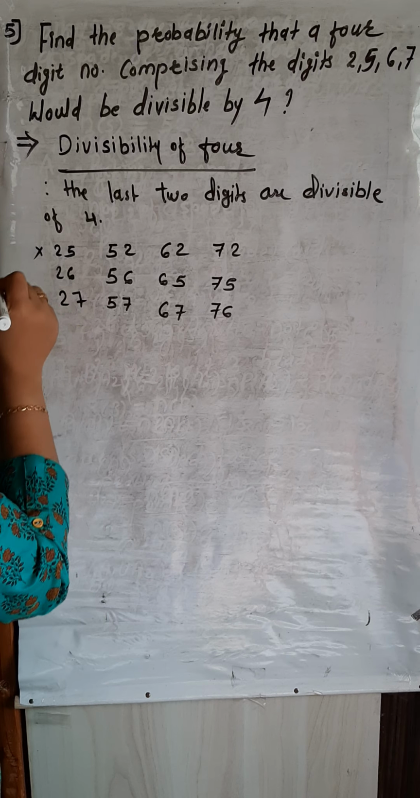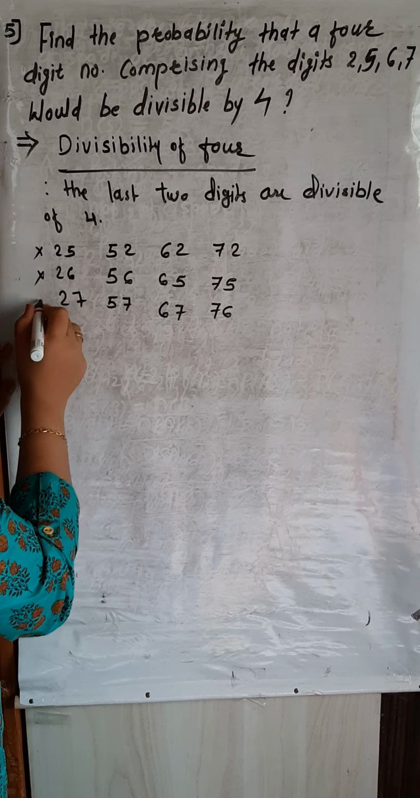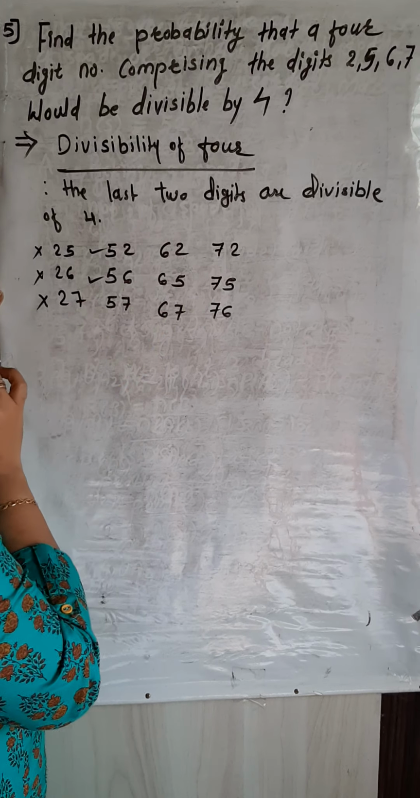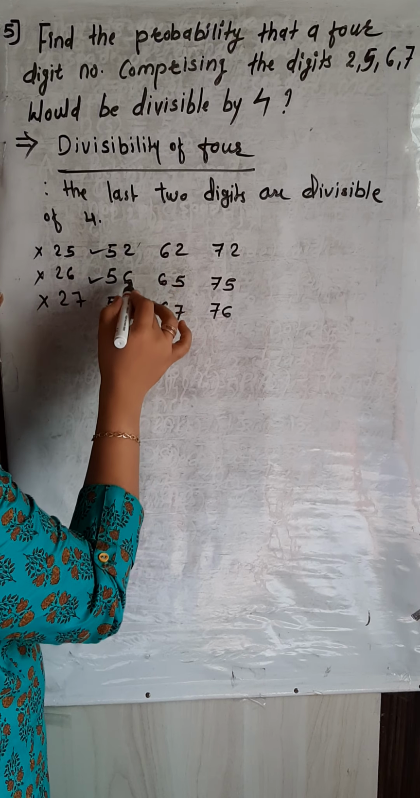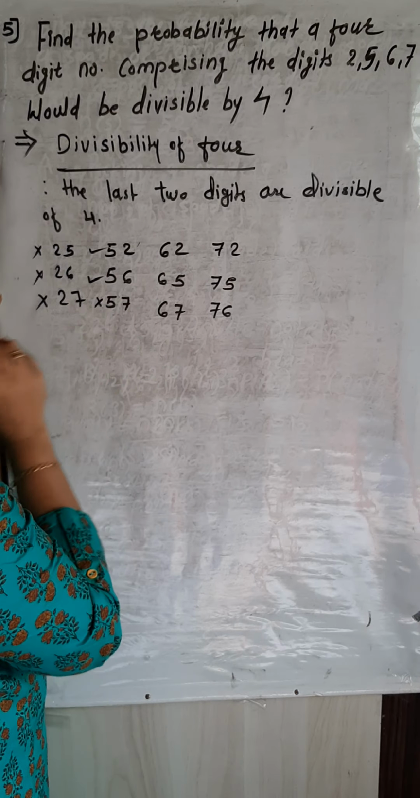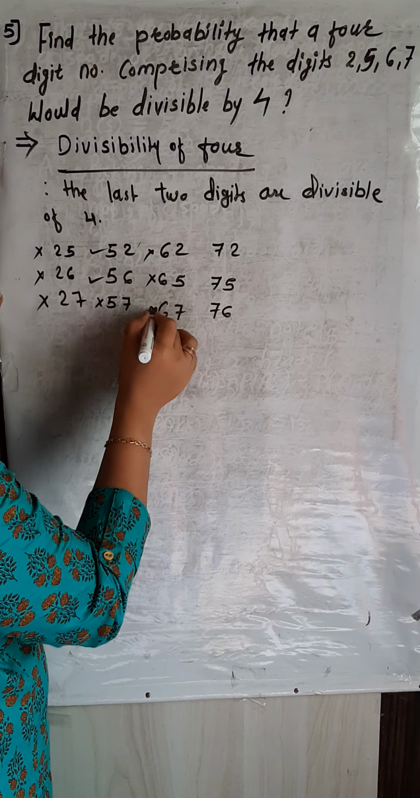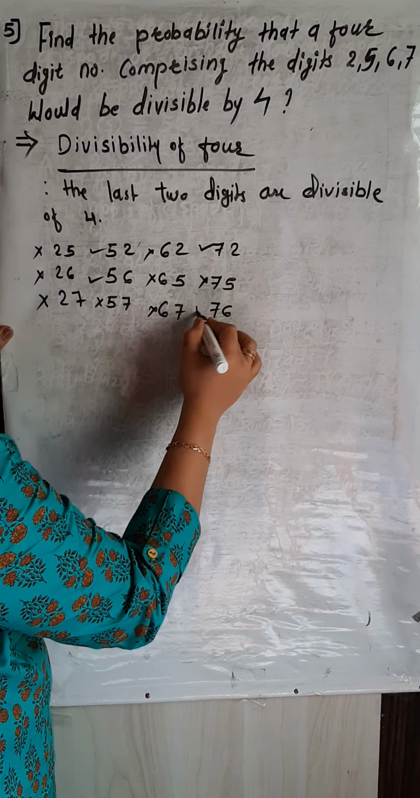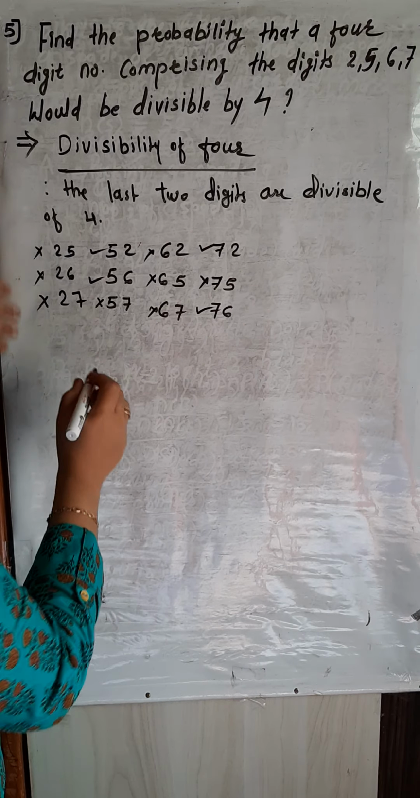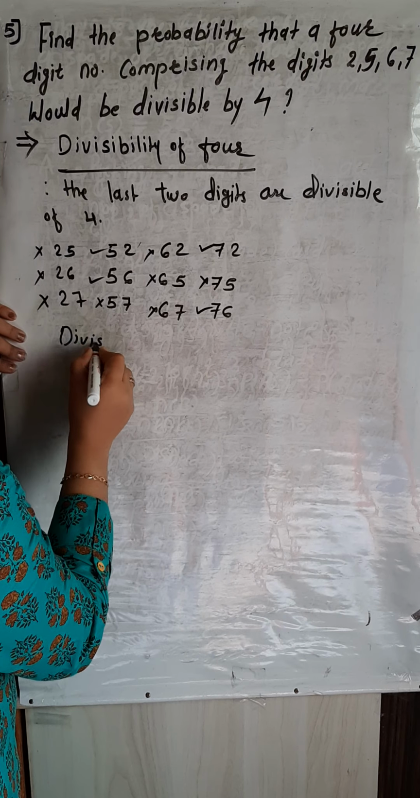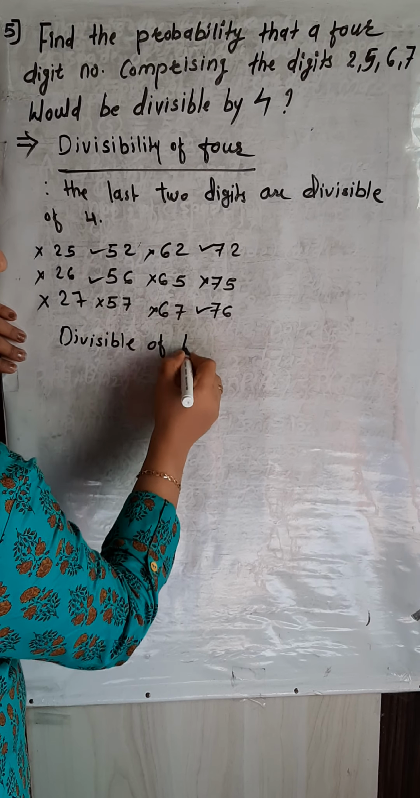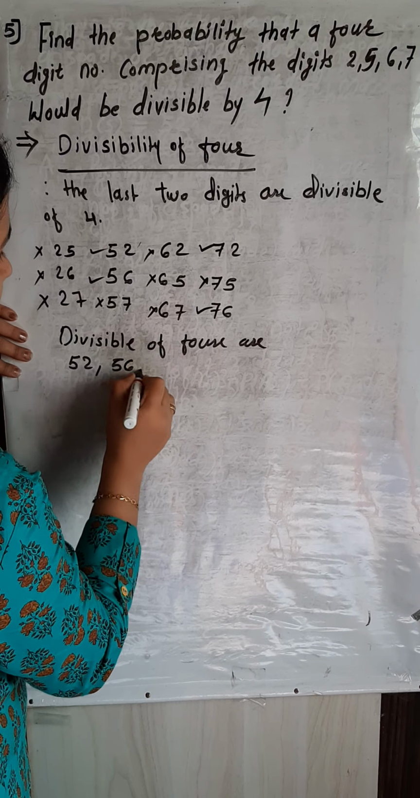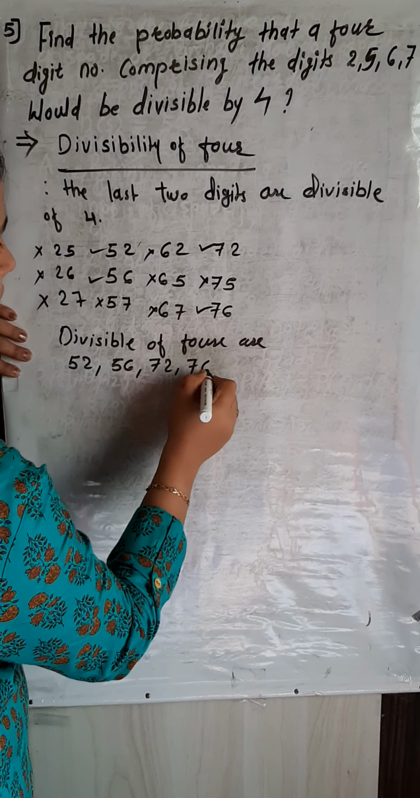Now see, 25 is not divisible by 4, 26 is also not divisible by 4, 27 is also not divisible by 4, 52 is divisible by 4, 56 is divisible by 4. 62 is not divisible, 65 is also not, 67 is also not divisible, 72 is divisible, 75 is not divisible, 76 is divisible. So the numbers divisible by 4 are 52, 56, 72, 76.